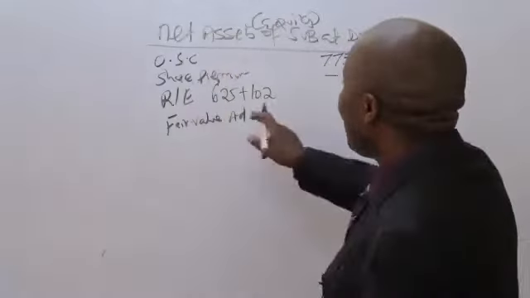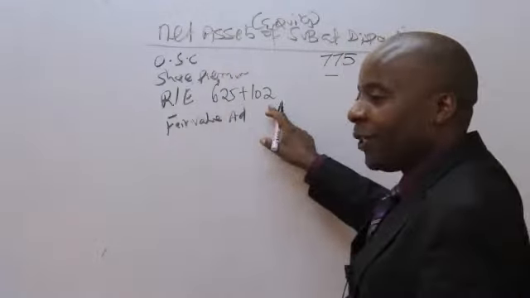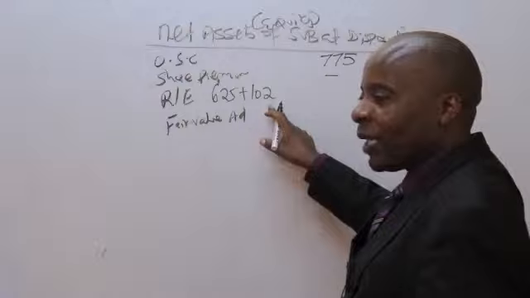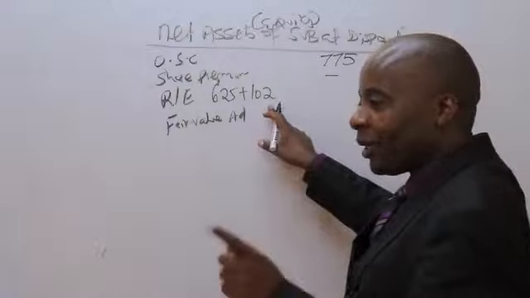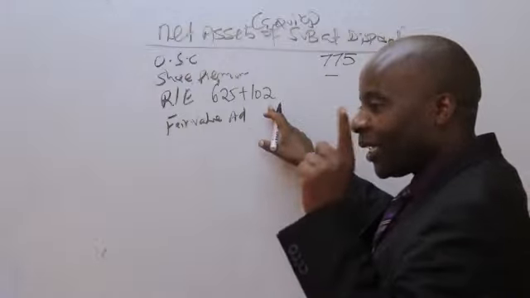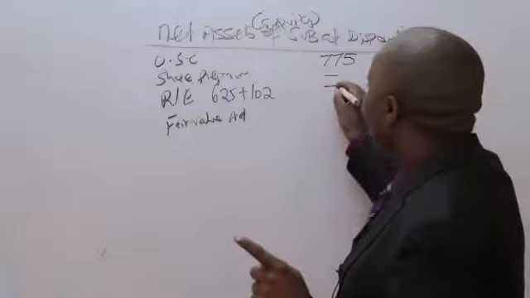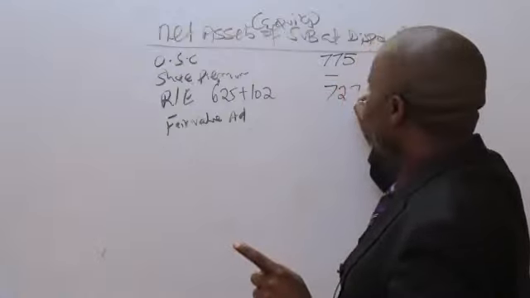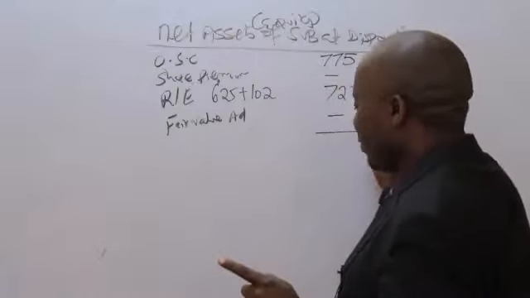So every party figure, how much does it come to? 625 plus 102 gives how much? 727. Here there is no fair value adjustment. This was a very simple question.